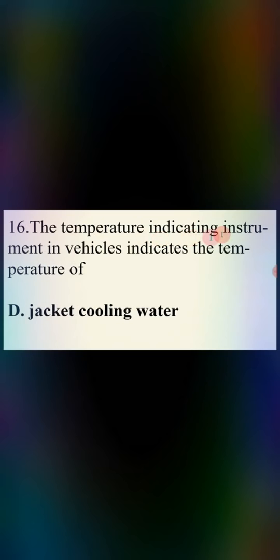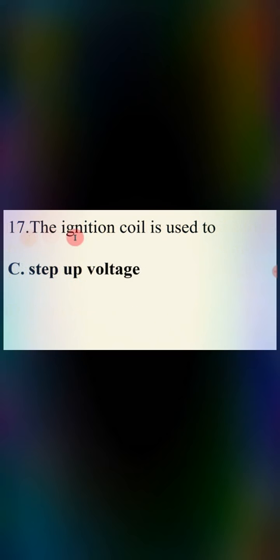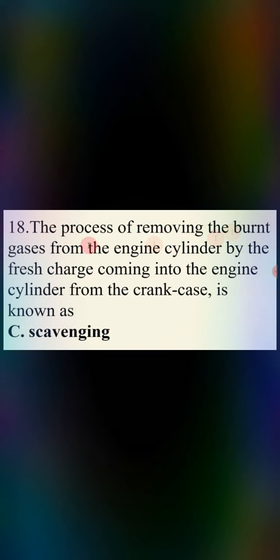The temperature indicating instrument in vehicle indicates the temperature of jacket cooling water. Ignition coil is used to step up voltage. In the engine, the ignition coil is used to step up voltage. The process of removing the burnt gases from the engine cylinder by the fresh charge coming into the engine cylinder from the crankcase is known as scavenging. So scavenging is removing the burnt gases from the engine cylinder.